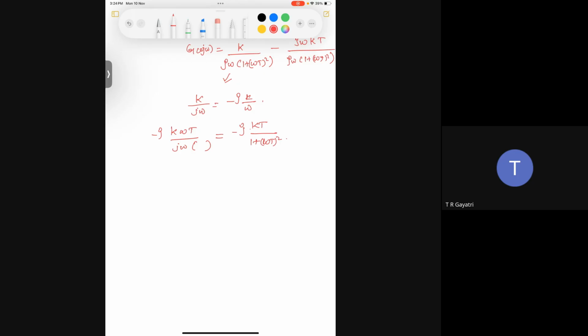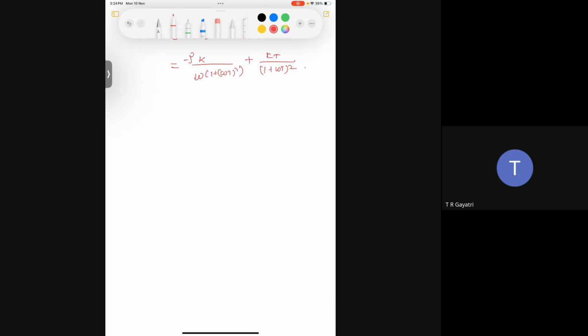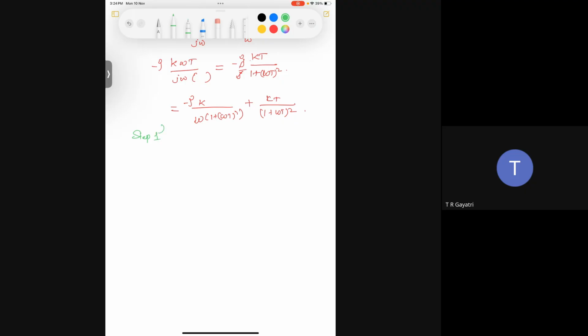You can cancel both of that, no? Only this term will come. This will give me K by omega minus j K by omega into 1 plus omega T the whole square plus KT by j, and j will get cancelled, 1 plus omega T the whole square. Now, this is the first step. Step 1, what we did is substitute s equal to j omega and simplify it.